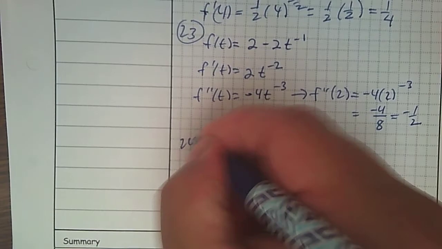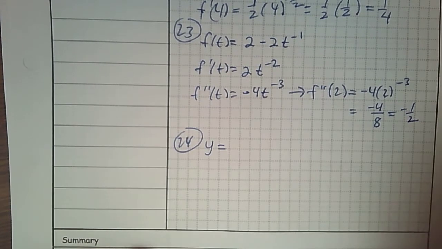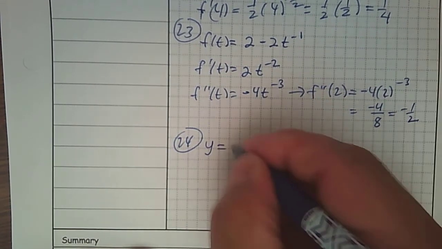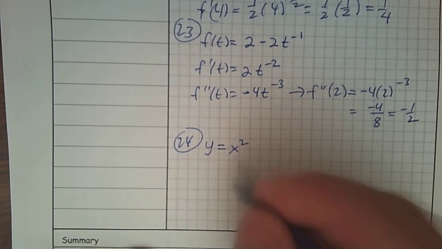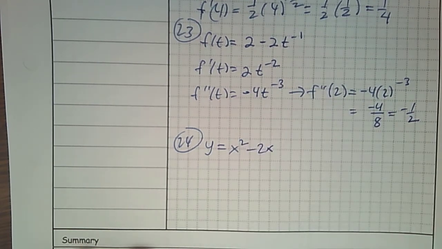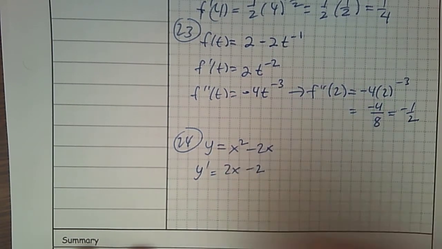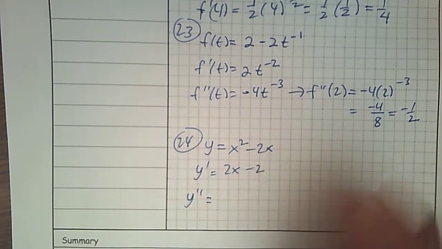24. For 24, I'm going to first expand using some algebra. So x times x is x squared, and x times negative 2 is negative 2x. I want to do the first derivative. That's 2x subtract 2. I want to do the second derivative.